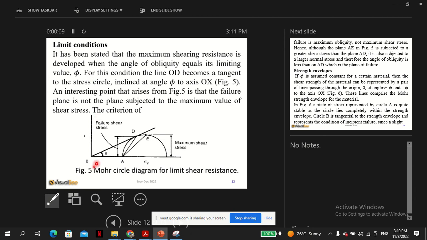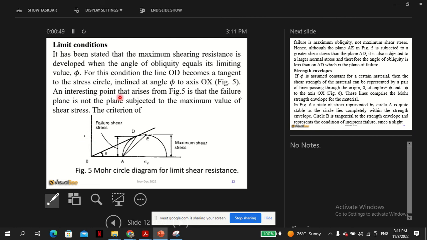So the limiting condition, this is what I was telling you, that if you increase to get the tangent, you get phi. It has been stated that the maximum shearing resistance is developed when the angle of obliquity equals its limiting value phi. For this condition, line OD becomes a tangent of the stress circle inclined at an angle phi to the axis OX. So figure 5. An important point that arises from figure 5 is that the failure point plane is not the plane subjected to the maximum value of the shear stress.